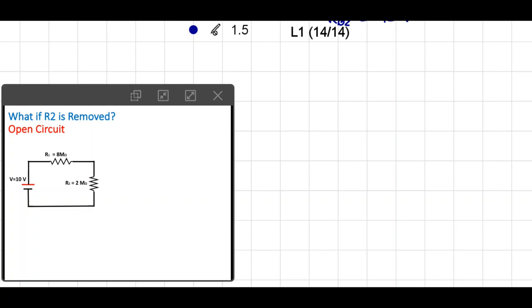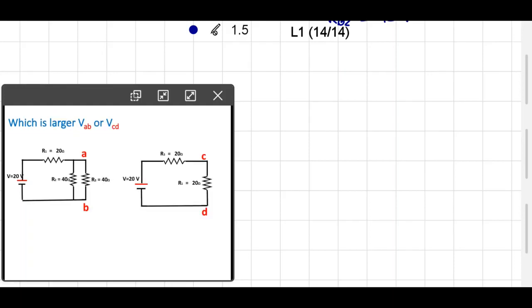So we saw what happens if we remove, this is an open circuit. Now let us see carefully which is larger, whether VAB or VCD. So far we have already seen Ohm's law, Kirchhoff's voltage law, and Kirchhoff's current law. In this case, please observe and decide whether VAB will be larger or VCD will be larger.